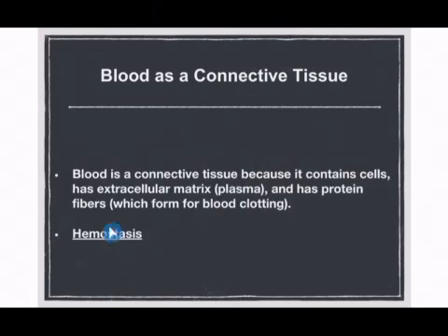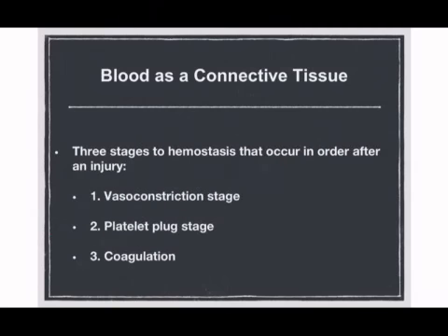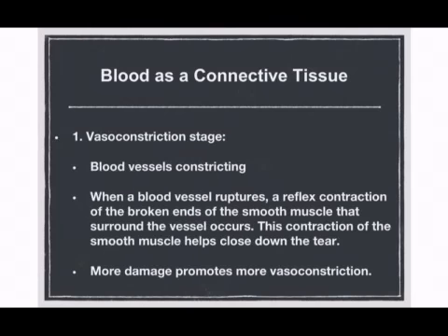So it's a process called hemostasis. When a place is injured, there are three stages to hemostasis to heal the injury. The first is vasoconstriction, the second is a platelet plug, and the third is coagulation. We're going to talk about all three of these. Okay, so the vasoconstriction stage is first. This basically means that the blood vessels will constrict.